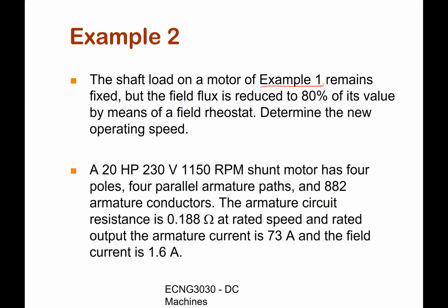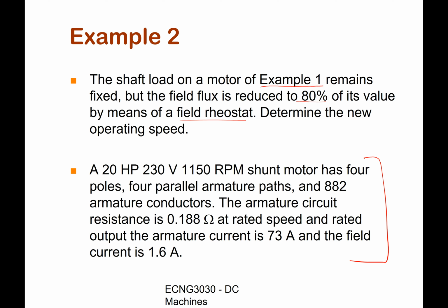Right, so example 2 now. We are going to use the same motor as in example 1, which is this here. I've just put back the information for you for your convenience. And we're going to reduce the field flux to 80% of its value by means of a field rheostat. That's just a variable resistor.